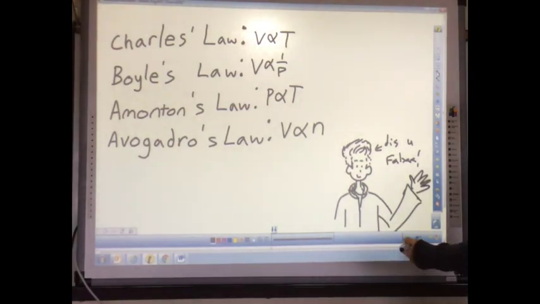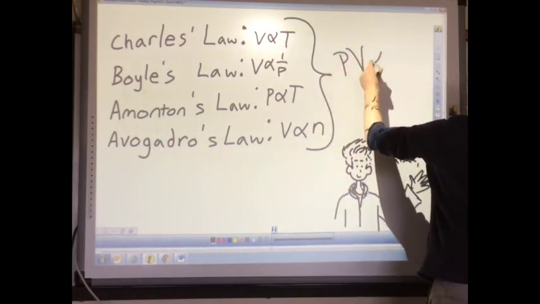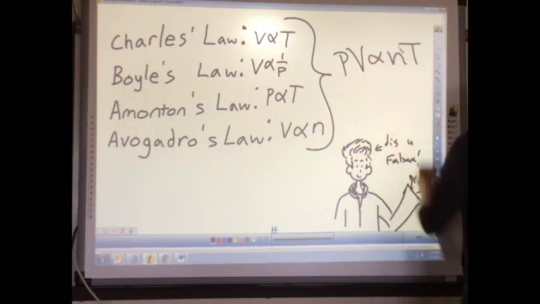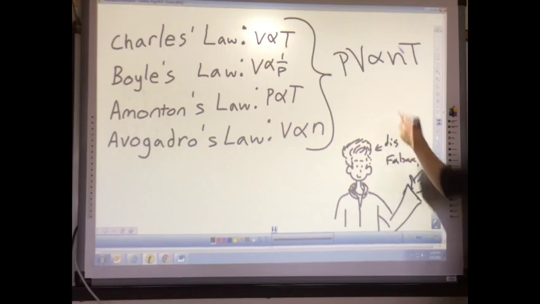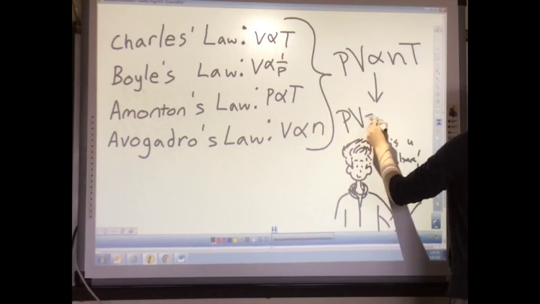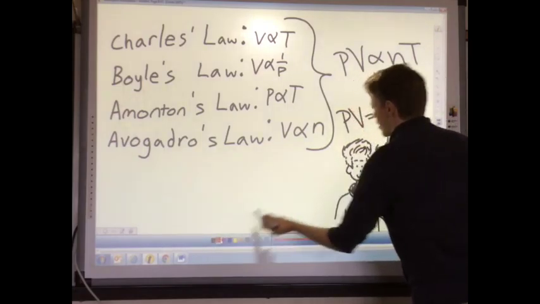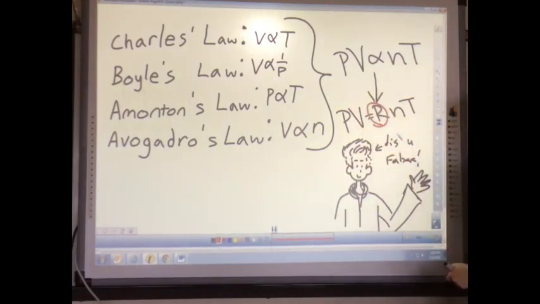As you learned in the background information, there are 4 gas laws that describe the proportions within gases. When all of these laws are combined, the resulting proportion is as shown. In order to convert from a proportion to an equation, a constant must be added. This constant is known as the universal gas constant.